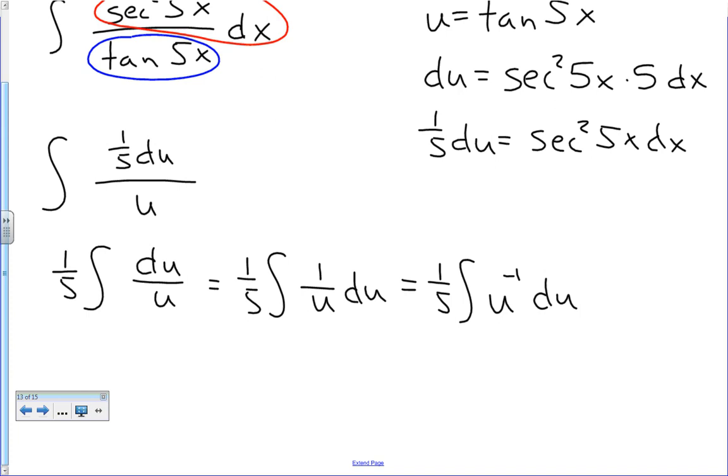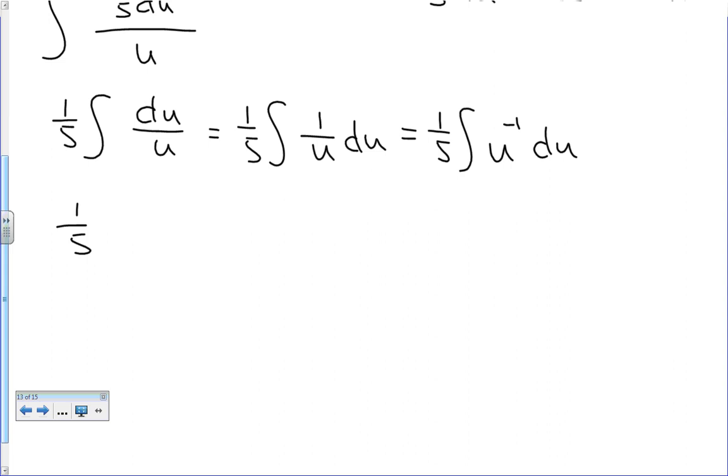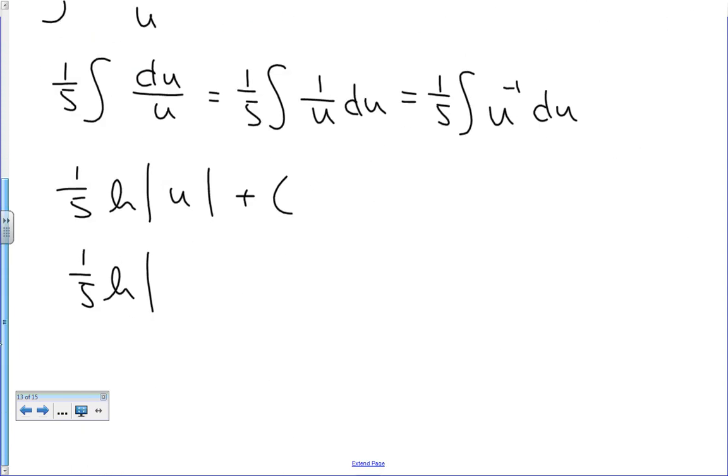That's my ln function. All right, so it turns out that this is equal to 1/5 the ln of the absolute value of u plus c. Don't forget your absolute value. Again, the rule for the antiderivative of 1 over u du is the ln of the absolute value of u. That's what we've done there. And now just replace u with what it's equal to. U we said was tangent of 5x. So we get 1/5 ln of the absolute value of tangent of 5x.